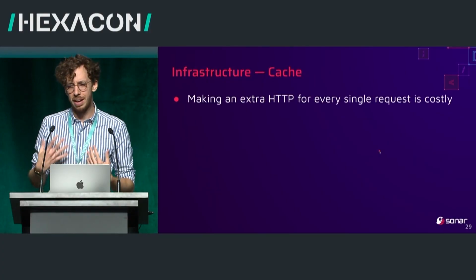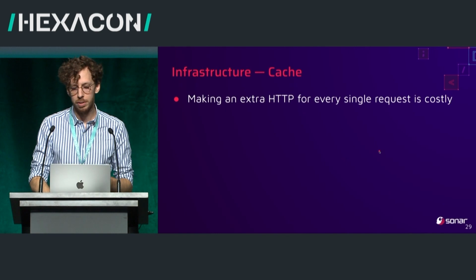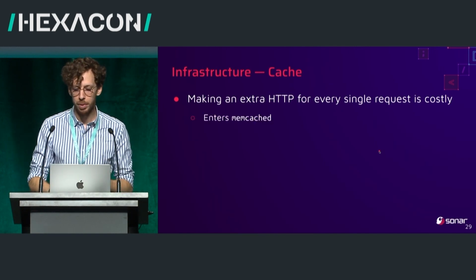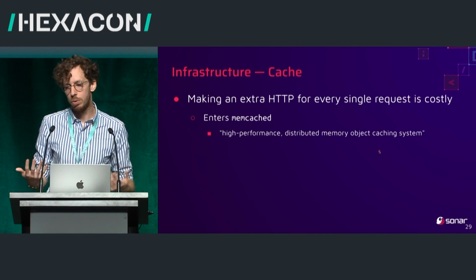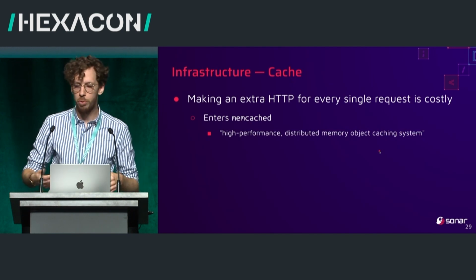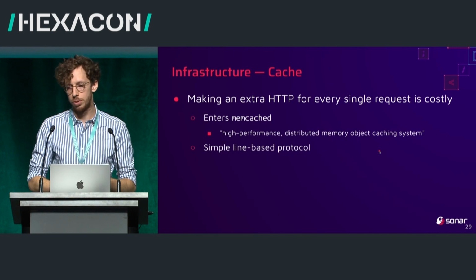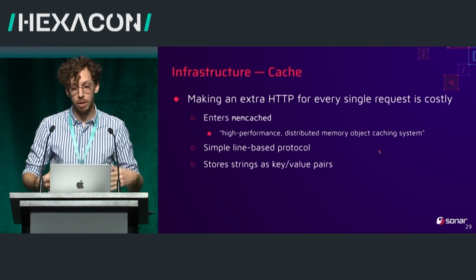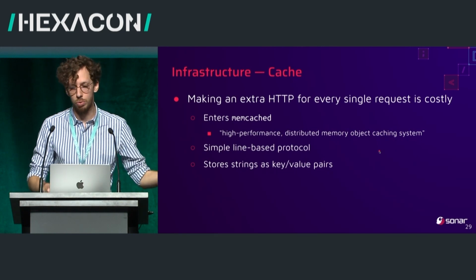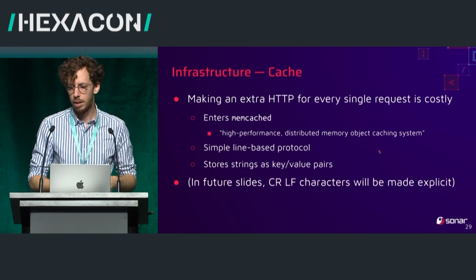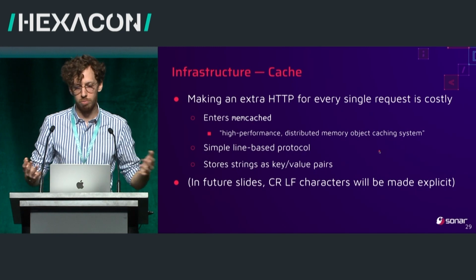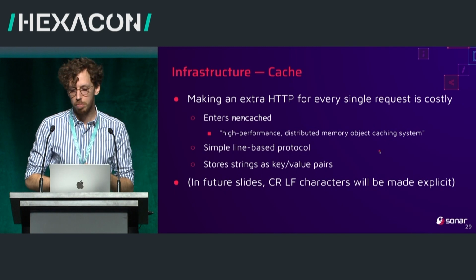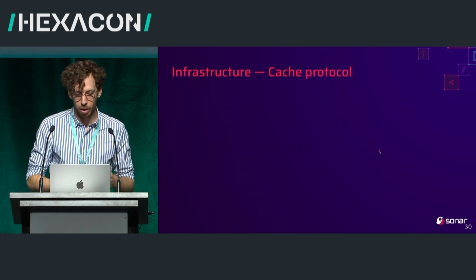But making this extra HTTP request every single time, it's expensive. So they introduce a cache layer called memcached, which is, as you may know, a high performance distributed memory caching system. In simple words, it's just a line-based protocol to set strings, to associate key strings to value strings. So you store data with a name. And in the future slides, every newline character will be made explicit. I guess you can already guess why.